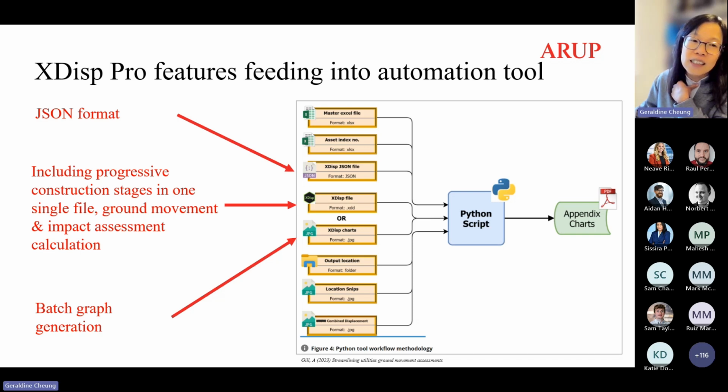And last but not least, the batch graph generation is a key role to get a lot of those standard curves in. And then it can go into the Python script itself with other elements like a master Excel spreadsheet and the location where you want to put some of the outputs, etc., and then creates the appendix for the report.